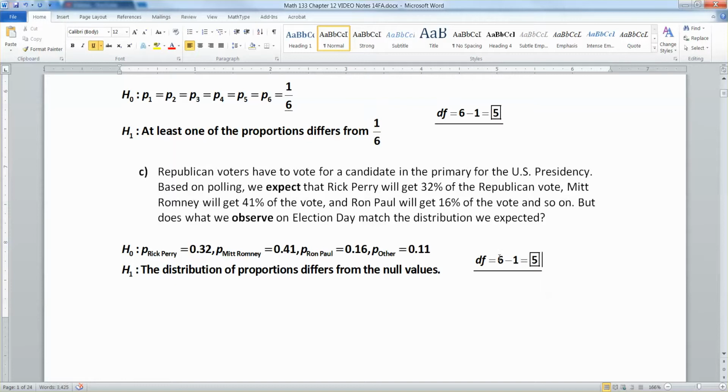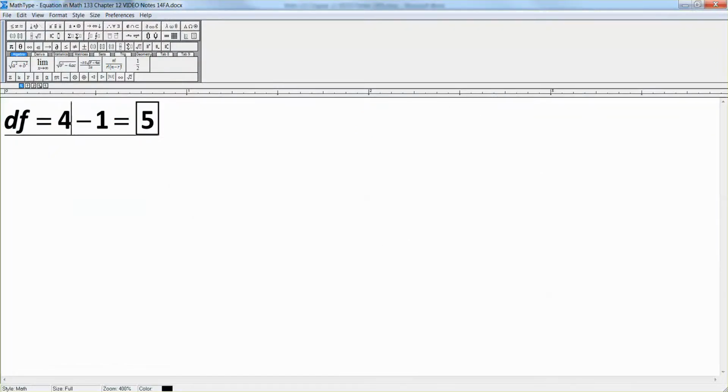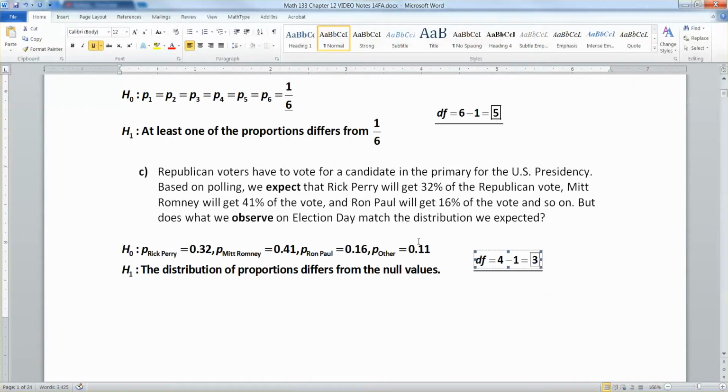All right. And the degrees of freedom in this one is not 5, so let's figure it out. There were 4 different candidate ideas there, right? 4 different categories. Rick Perry, Mitt Romney, Ron Paul, and other makes 4 categories. So 4 take away 1 is 3. That's your degrees of freedom on this one.